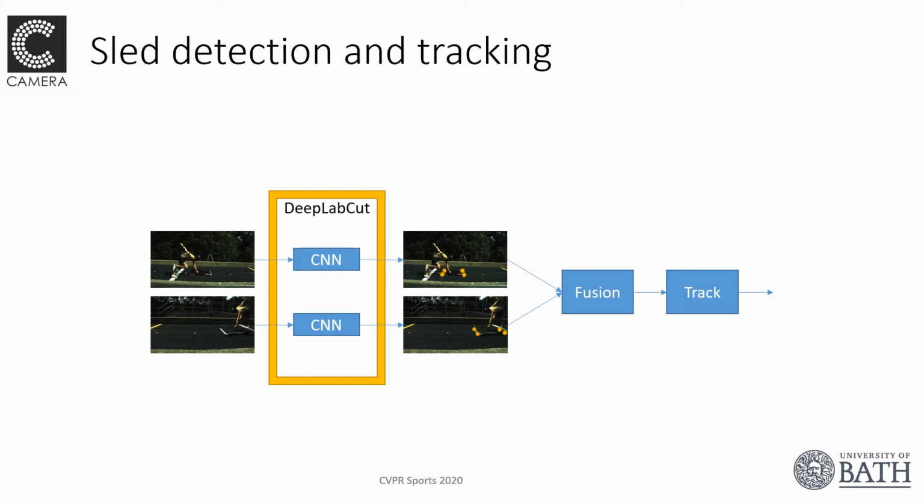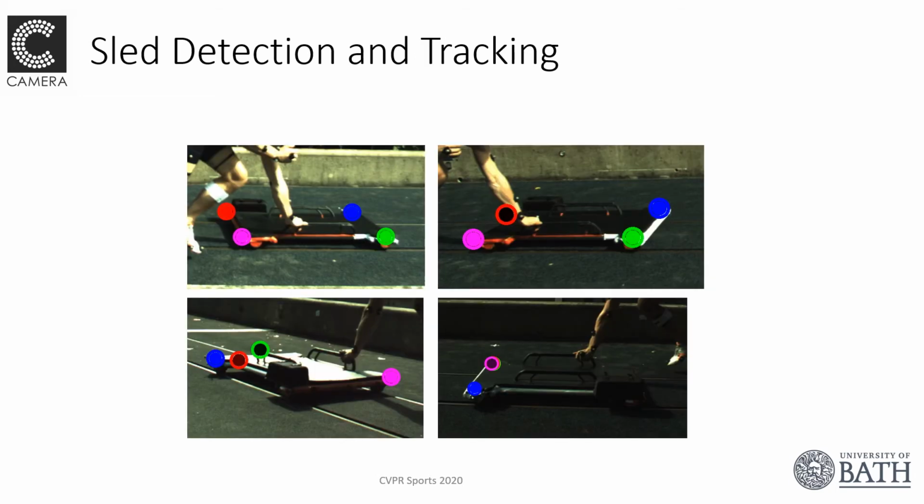To detect the sled, DeepLabCut was used. This is a system for transfer learning, which allows a pre-trained convolutional neural network to be specialized for a novel detection task. In our case, the network was specialized to detect the corners of the sled using a small subset of the available video data. The resulting network was able to detect the sled corners, but might not always detect all corners in all views or correctly identify which corner was which. As such, fusion to get a 3D sled position estimate was designed to be robust against the observed detection errors.